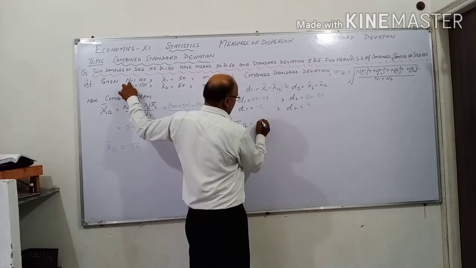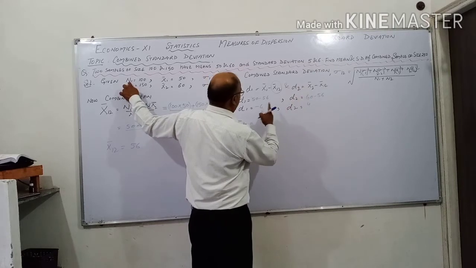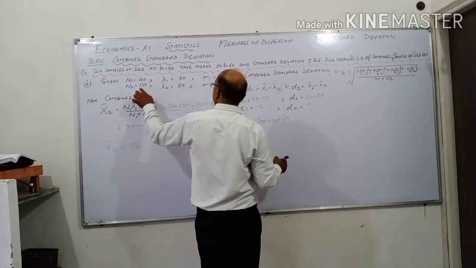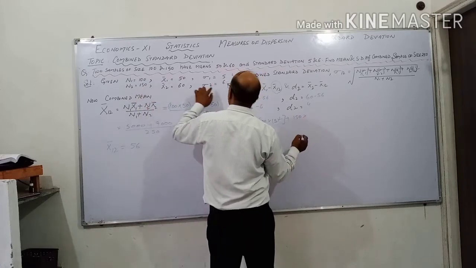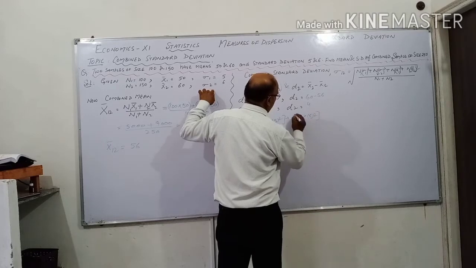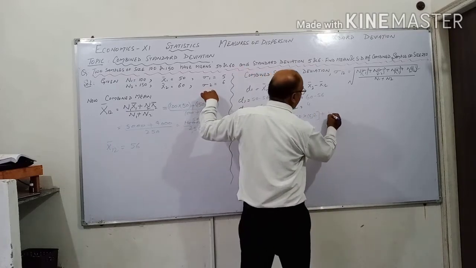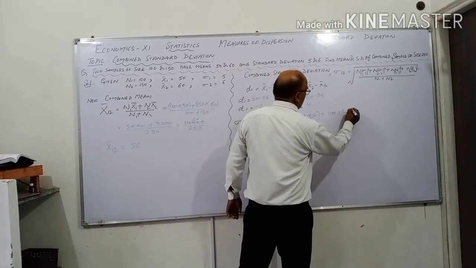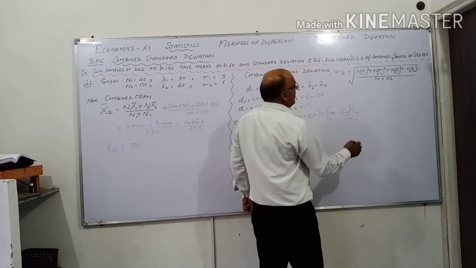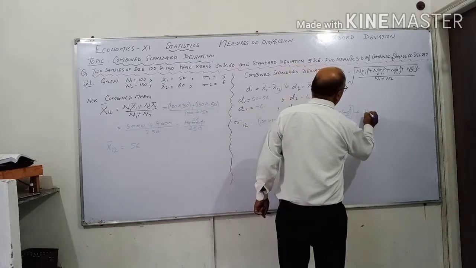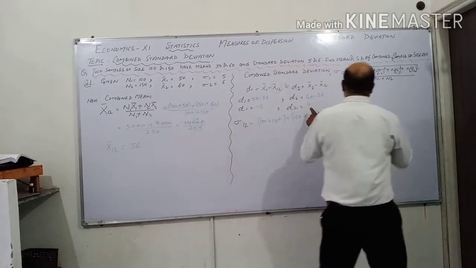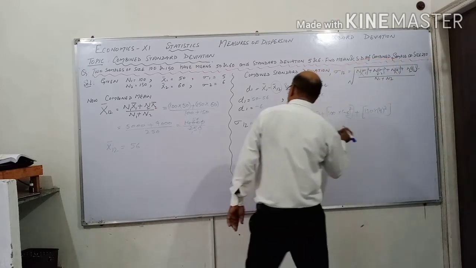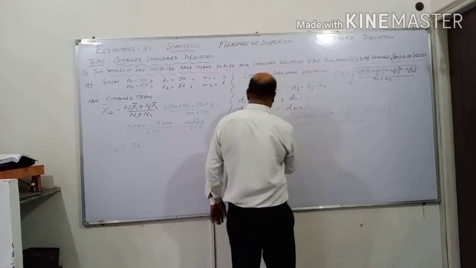n1 is 100 into standard deviation 1 whole square, 5 whole square, plus n2 is 150 into standard deviation 2 whole square, keep it within the bracket, plus n1 is 100 and deviation 1 is minus 6 whole square, plus n2 is 150 and d2, deviation 2, is 4 whole square. Children, if you write this line properly, the chances of making a mistake become very low.